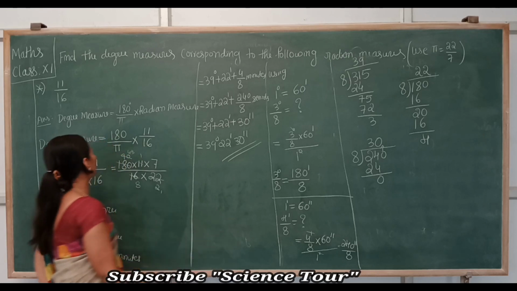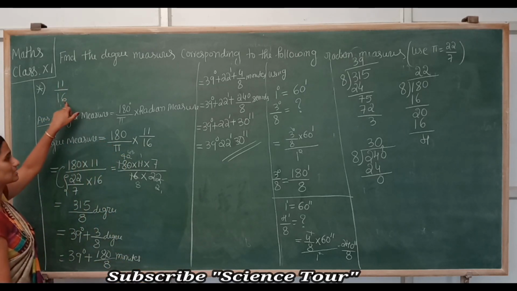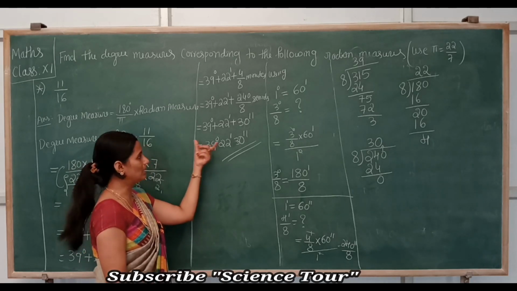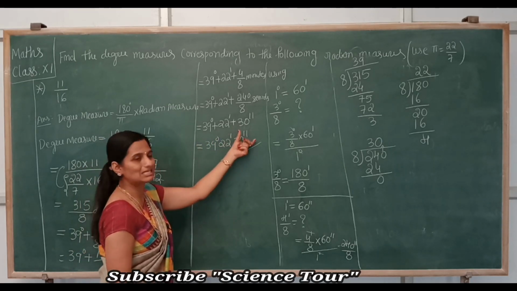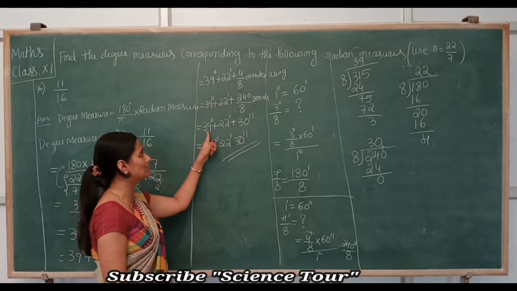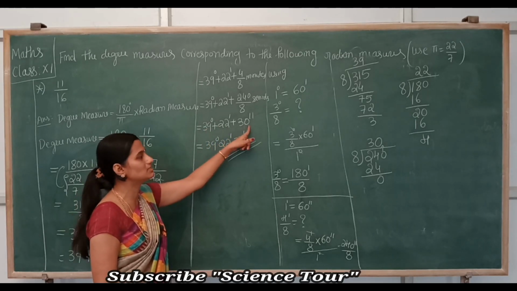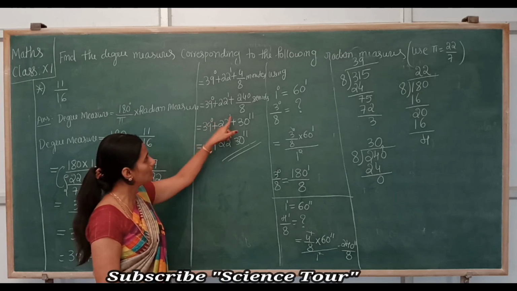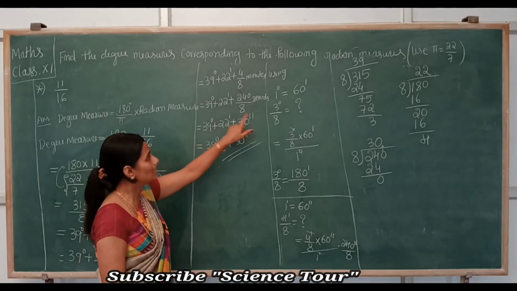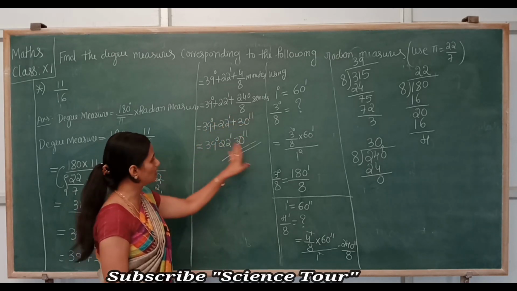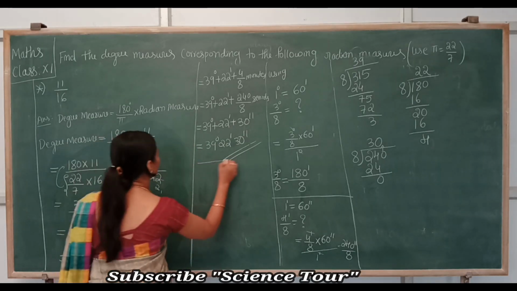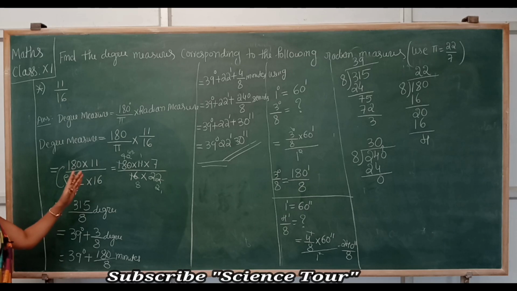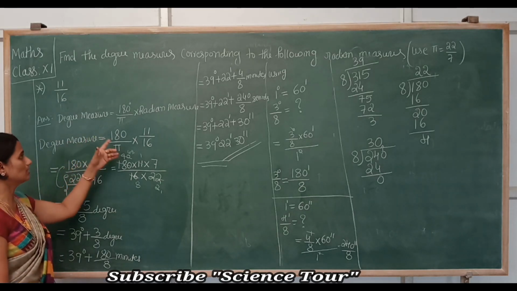So what is the degree conversion of 11 by 16? 11 by 16 degree conversion is 39 degree 22 minutes 30 seconds. Don't add 39 plus 22 plus 30. That is wrong because degree is a different unit, minute is different, second is different. So we can't add these. This type of conversion is important for 2 marks. Again I am repeating, important.